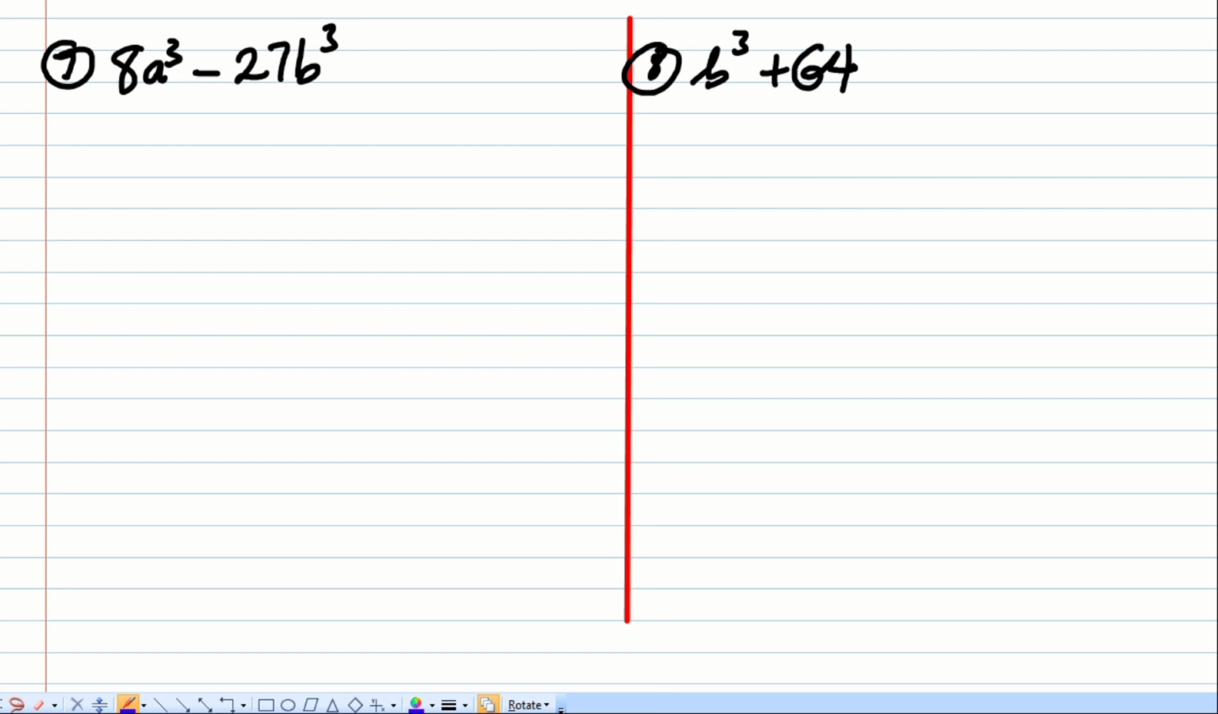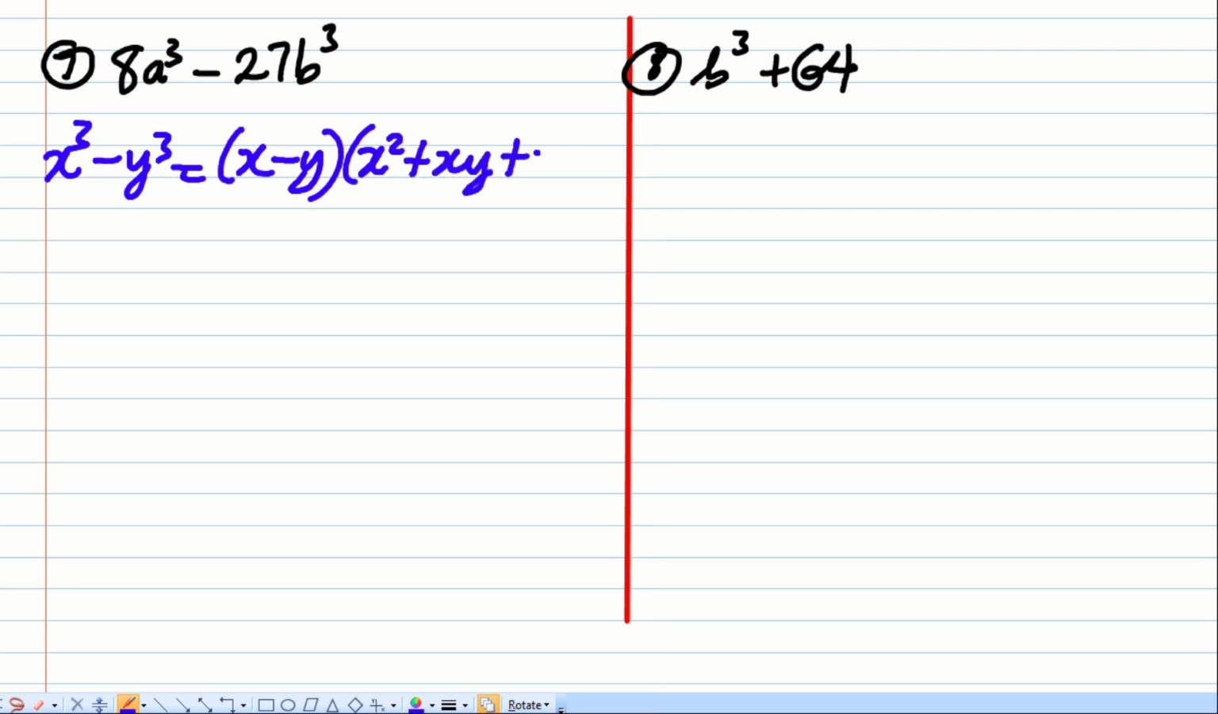Now, remember from the previous video, I said that if you have a difference of cubes, that is, let's say x cubed minus y cubed, generally, factorizing this is the same as (x minus y) times (x squared plus xy plus y squared). So remember this factorization technique. That's what I'm going to apply here.